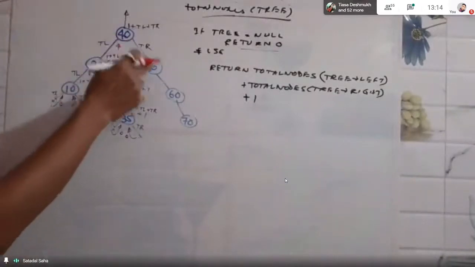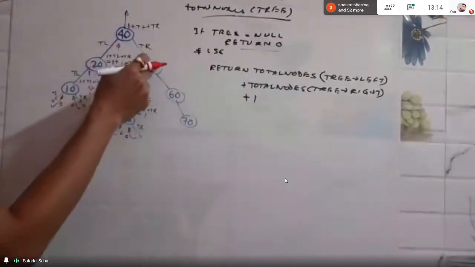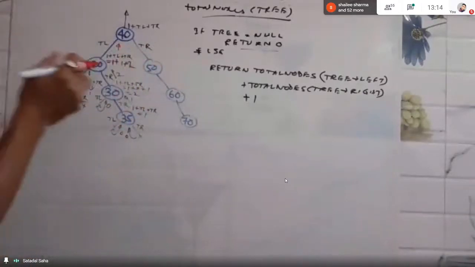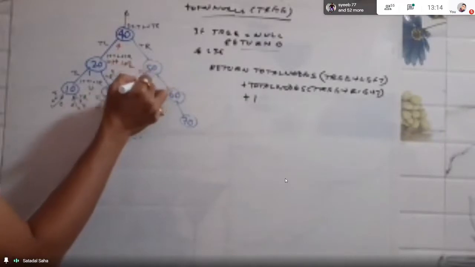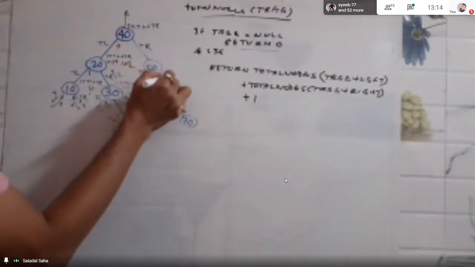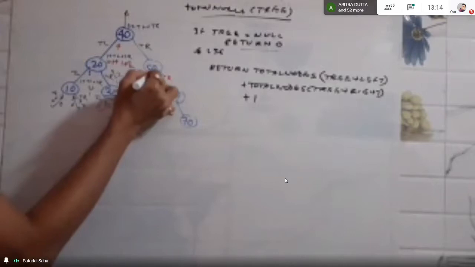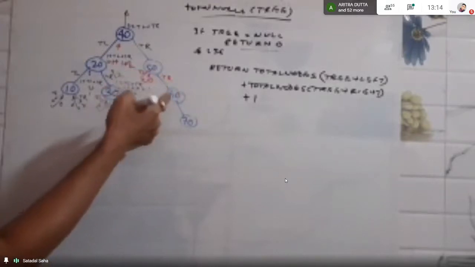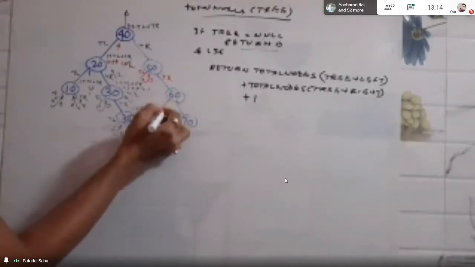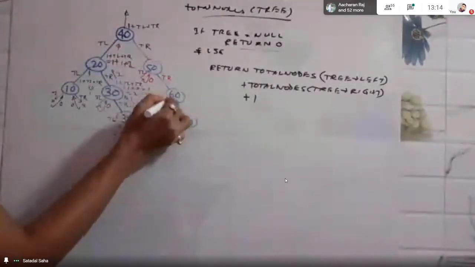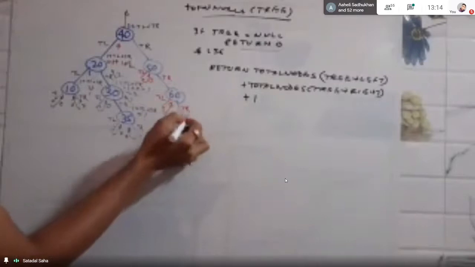Now 40 will complete the right part. It will be calling this 50. 50, as it is not null, will call its left TL. It will call its right, which is TR. So left will return back 0. And right will be calling 60. Now 60 will call its left, which is null, which returns back 0. And it will call its TR, which is 70.